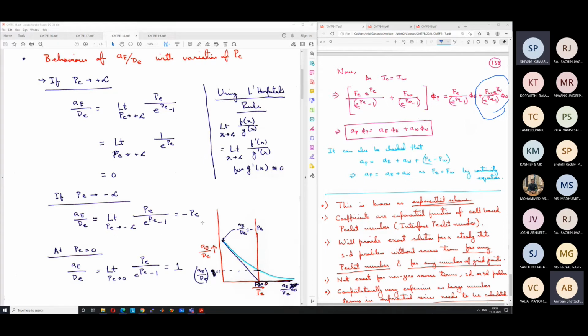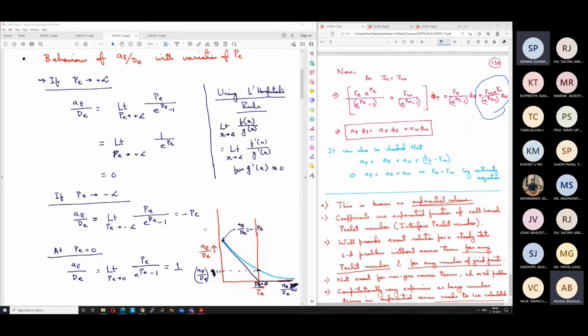So it approximates the negative value of P. Because P is negative, minus P is positive. So A by D is a very large number, equal to minus P, when P tends to negative infinity. If A by D is a large number, it means that the effect of phi is very large.